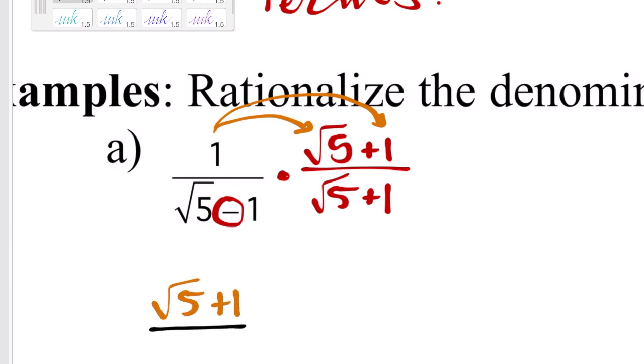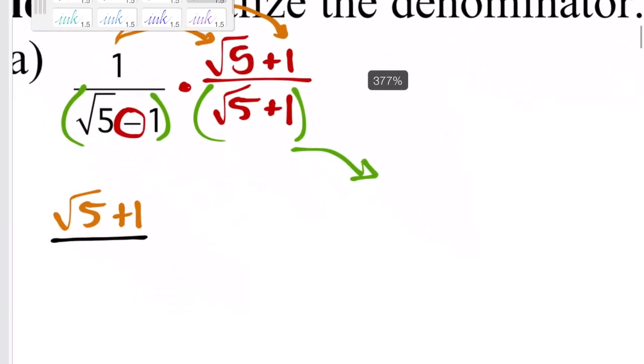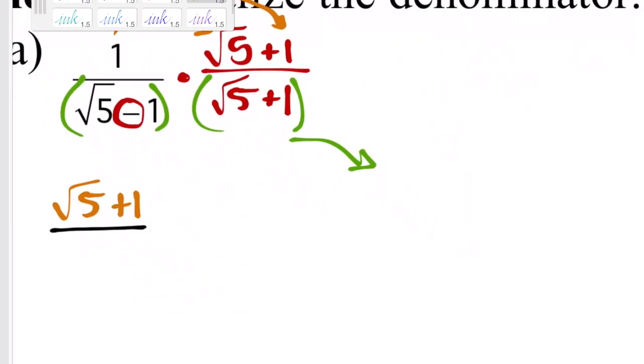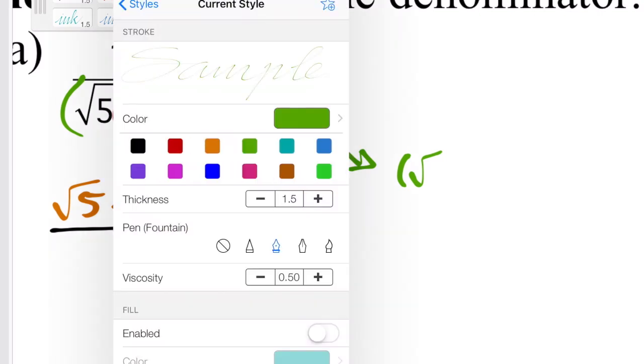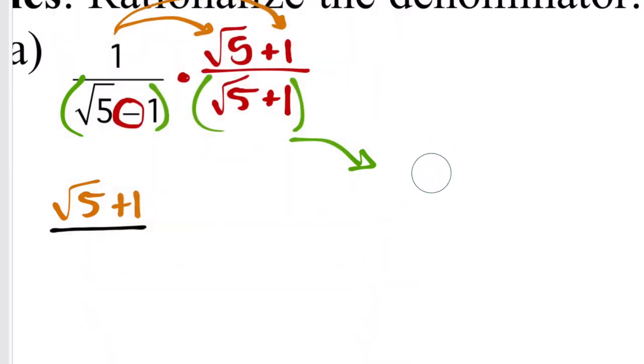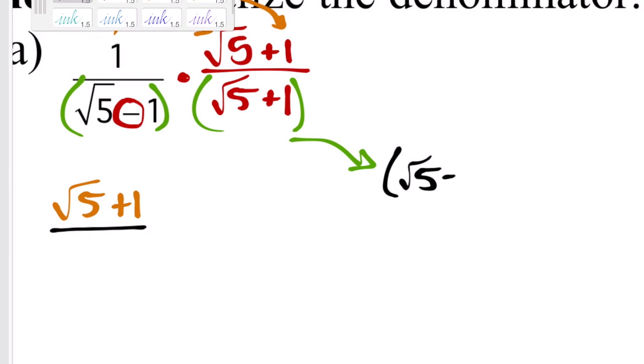And most of the time, after my students get a little bit more involved with this, they don't necessarily have to take the time to multiply out the denominator. I'm going to do that just for this case. So we would have square root of 5 minus 1 times its conjugate, so square root of 5 plus 1.